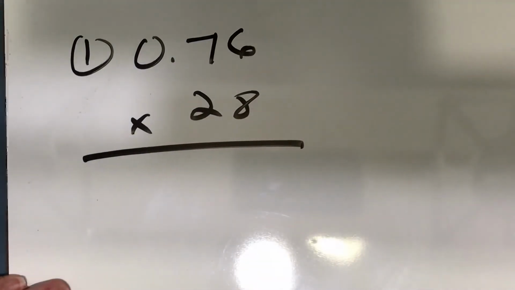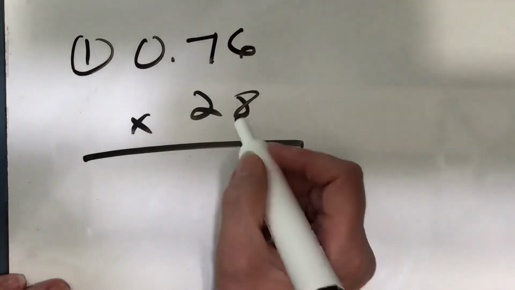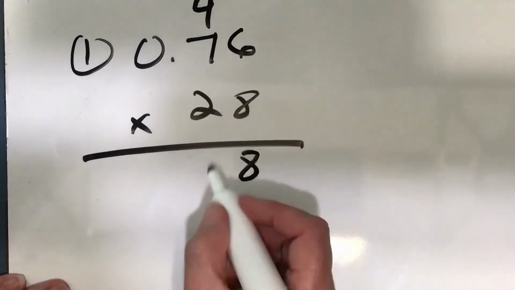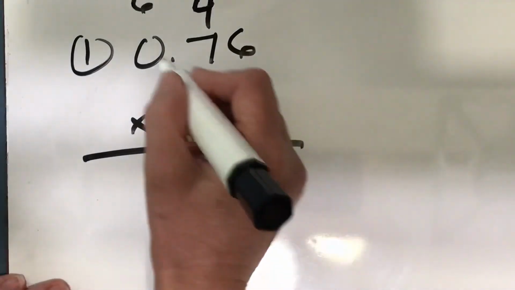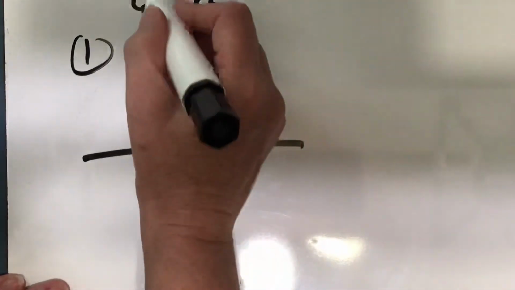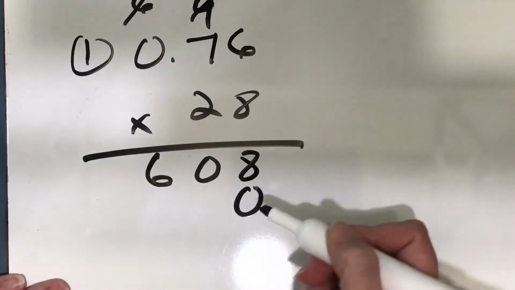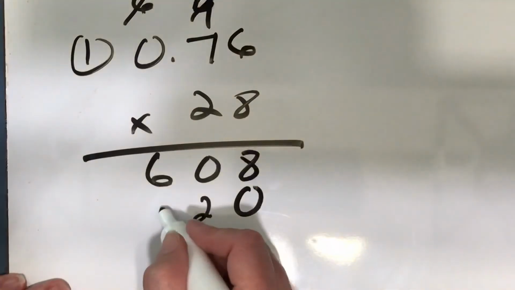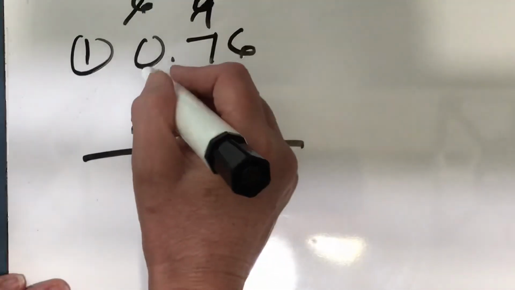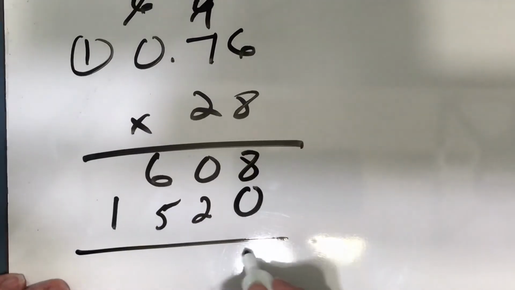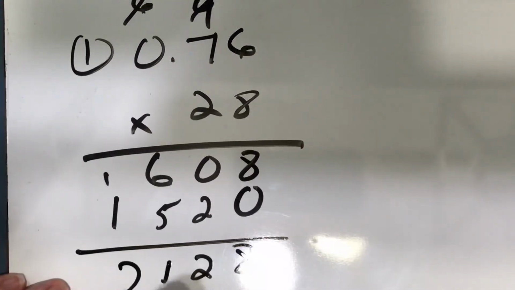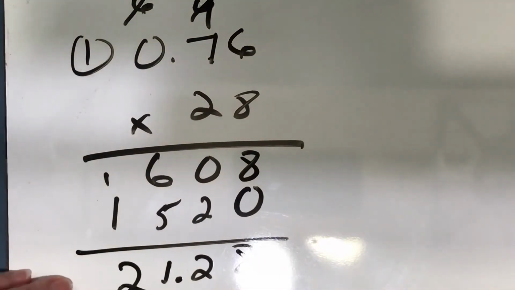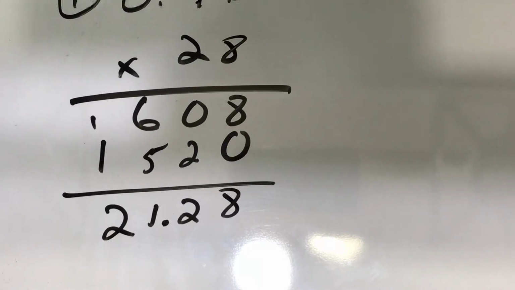Okay, you're going to multiply this just like you were multiplying 28 times 76. 8 times 6 is 48. 8 times 7 is 56, plus 4 is 60. 8 times 0 is 0, plus 6. Okay, cross out your 6 and 4. Put your 0 here, and then multiply. 2 times 6 is 12. 2 times 7 is 14, plus 1 is 15. 2 times 0 is 0, plus 1 is 1. Add your partial products. And then you have 2 places after the decimal point. So you put your decimal point right here, 21 and 28 hundredths.